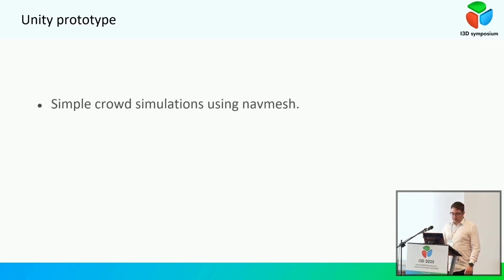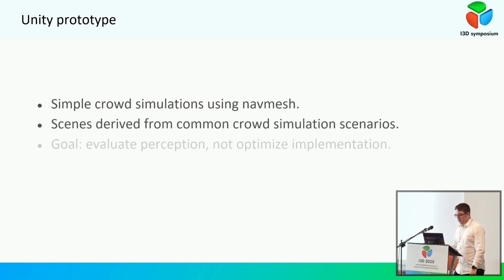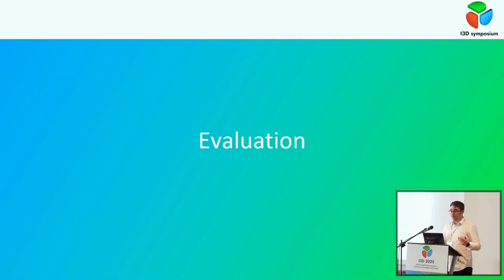Now, what you've seen here is our Unity prototype for this project. It should be noted that we simply do simple crowd simulations using Unity's built-in nav mesh. And the scenes that I'm about to present to you in a second are derived from common crowd simulation scenarios. Very importantly, our goal here is to evaluate perception, not to optimize implementation. Optimizing the implementation is going to be subject for further study. So let us now go over the scenes.